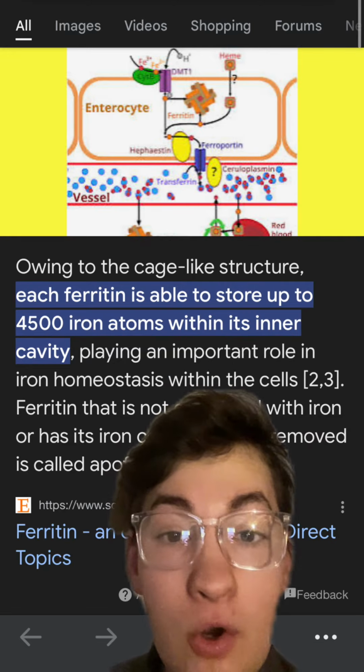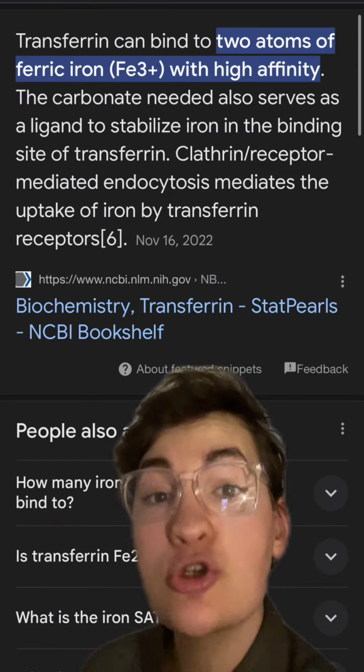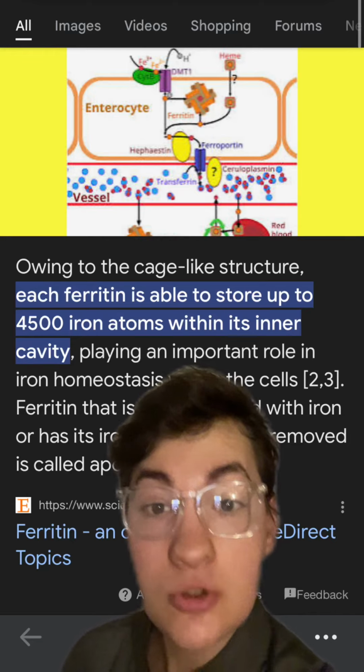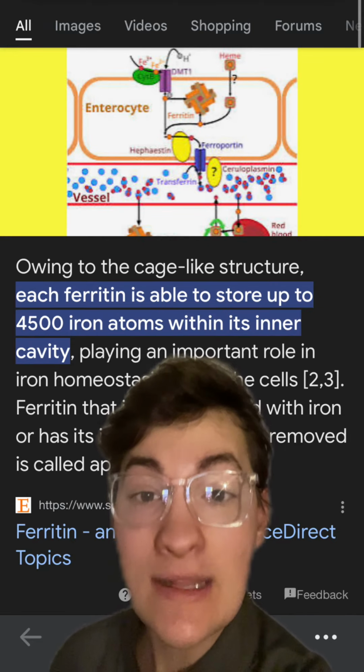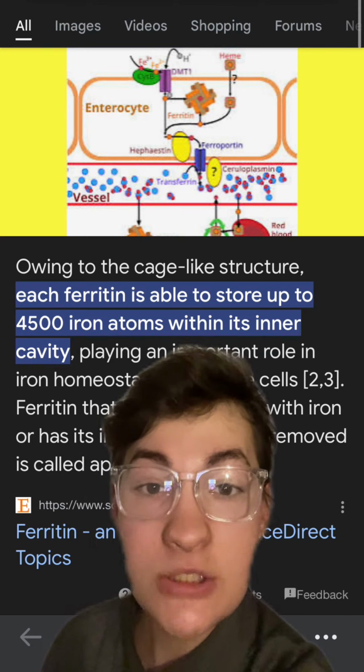For reference, each ferritin molecule can contain up to 4,500 iron atoms, whereas transferrin only contains 2. So there's a lot more iron that can be bound to ferritin and stored. And when it's bound to ferritin, it is not usable for things like red blood cell production.